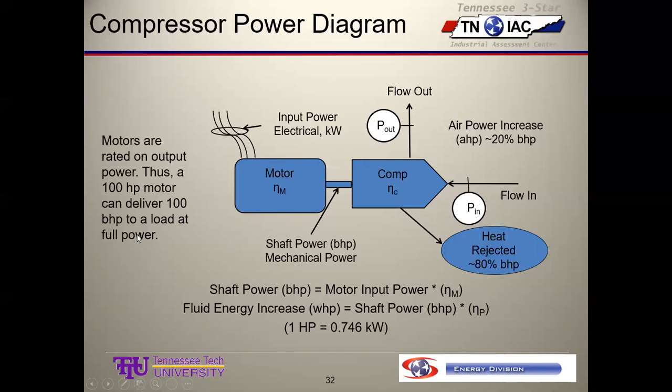So at any rate, we have electrical, we're showing three-phase power coming into the motor. We have some efficiency on the motor. So then the motor input power times the efficiency on the motor gets us the shaft brake horsepower going to the compressor. And then if we know the, and this should be a C, copy this slide over.